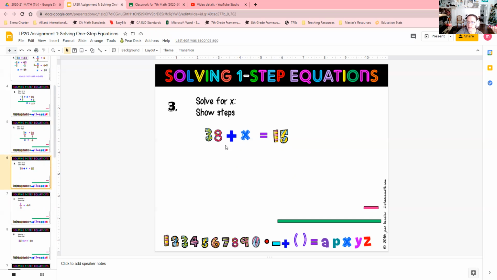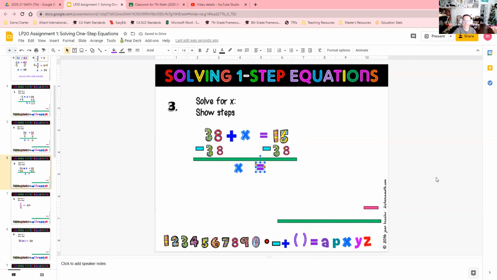So this one is 38 plus some number x equals 15. We have a positive number that we're going to have to cancel, which means I'm going to subtract. We're going to minus 38 on both sides of my equals. Let's line that up a little bit neater. Minus 38. And go ahead and drop your equals sign down there. So 38 minus 38 cancels out. I'm just left with my x. I have my equals.